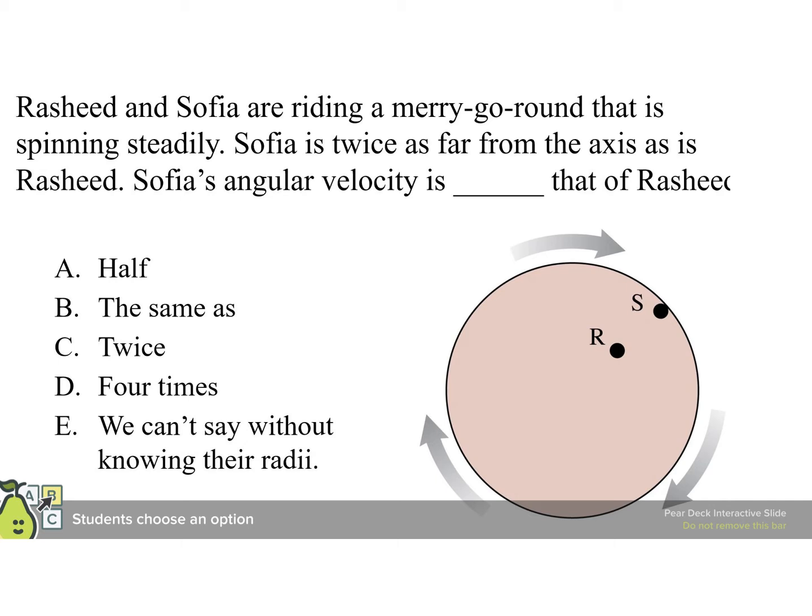Rashid and Sophia are riding a merry-go-round that is spinning steadily. Sophia is twice as far from the axis as Rashid. Sophia's angular velocity is what? That of Rashid. And the possible answers are half, the same as, twice, 4 times, or we can't say without knowing their radii. Since they are on a thing which is spinning uniformly, and they are moving with it, they're essentially part of that rigid object, which means that they all have the same angular velocity.